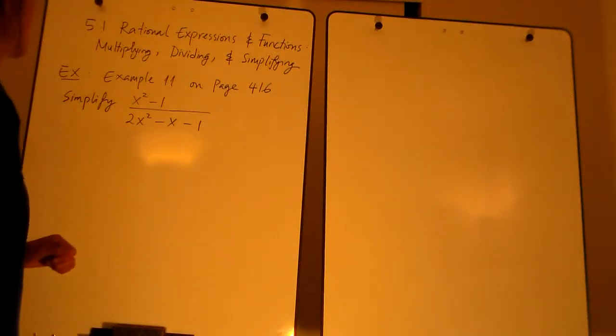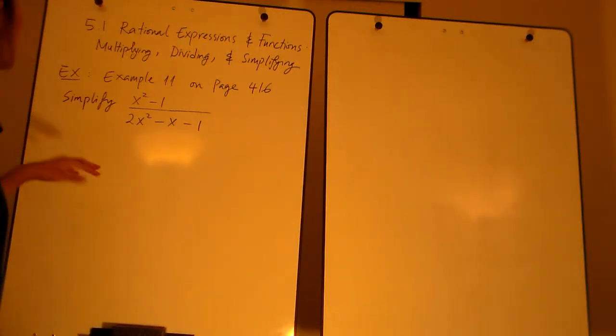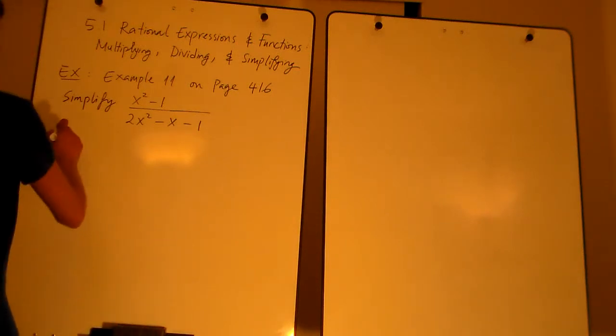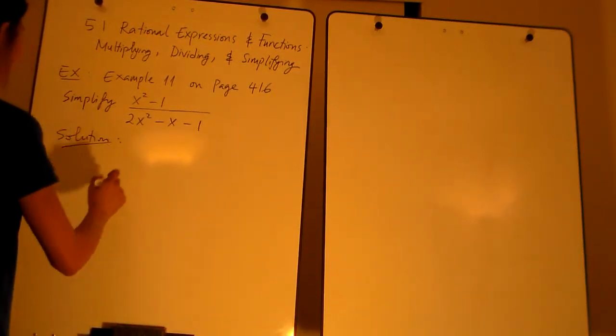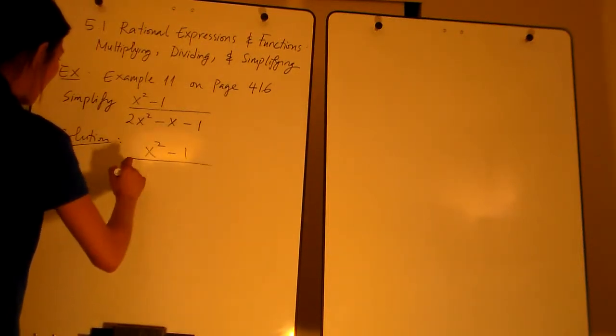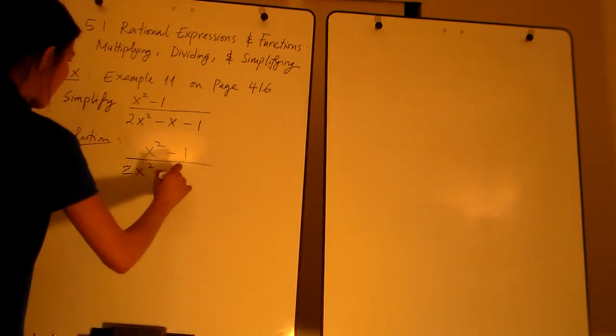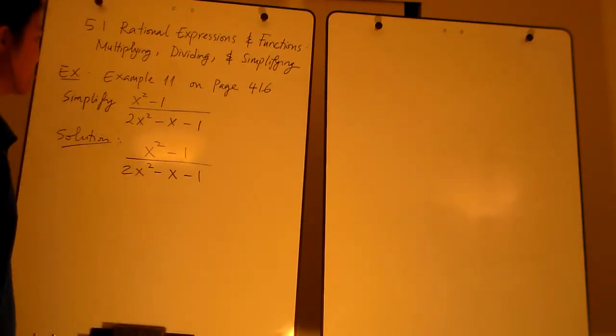Example 11 on page 416. Simplify this rational expression: x squared minus 1 divided by 2x squared minus x minus 1. Solution. x squared minus 1 divided by 2x squared minus x minus 1. I'm just rewriting the original rational expression.